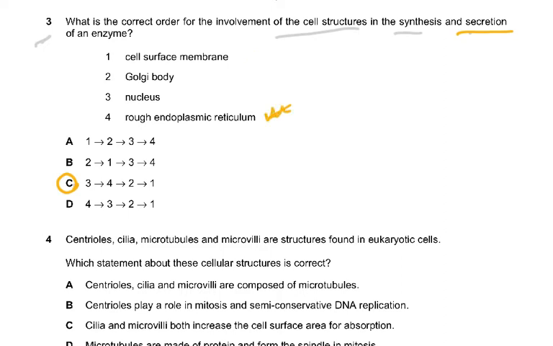So nucleus first, then rough endoplasmic reticulum, then goes to the Golgi and is modified, and then goes to the cell surface membrane for exocytosis, secretion of an enzyme. So that means it's made in the cell, but then it is thrown out, secreted out, like amylase made in the cells and thrown out into the saliva. The saliva takes it away to the mouth. Salivary glands make saliva and contains an enzyme called amylase.